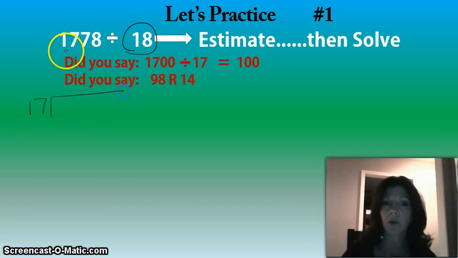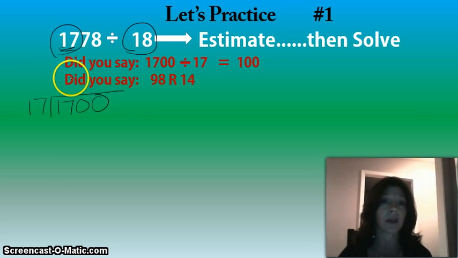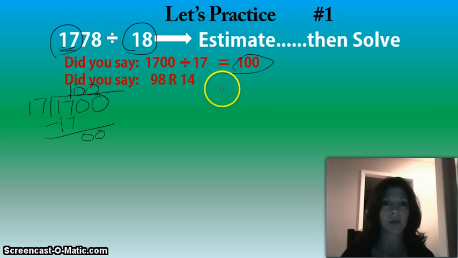And the reason that you want to do that is because if you look at the first two numbers of 1,778, 17 easily divides into 17. So you would want to choose 17 as your compatible number, and 1,700 is your compatible number for 1,778. Therefore, 17 divides into 17 one time. When you subtract that, you have 2 zeros left to bring down. All you have to do is place those above the line, and that's your estimate.